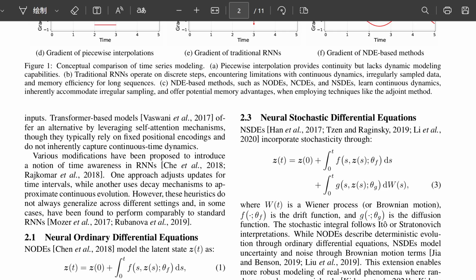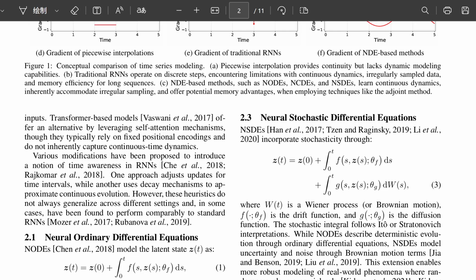Okay, so we have this continuous time view, great for irregular data, and the adjoint method for efficient training. The sources then talk about three main flavors or pillars of NDEs. Can you break those down? Right. As the field evolved, researchers developed different NDE formulations to capture different types of system behavior. The main ones discussed are neural ordinary differential equations, NODEs, neural controlled differential equations, NCDEs, and neural stochastic differential equations, NSDEs. Okay, starting with the first one, NODEs.